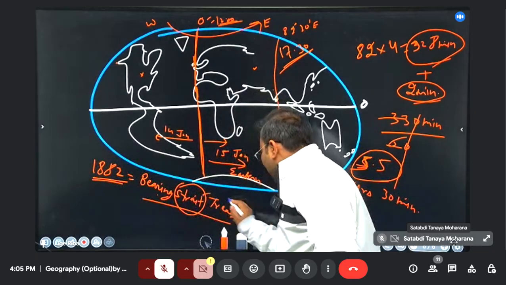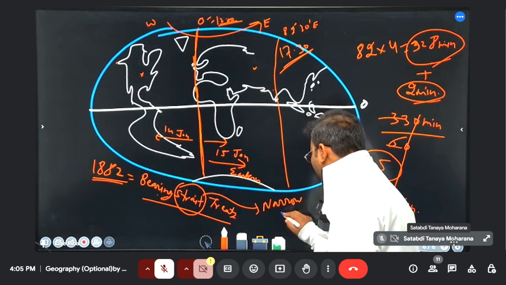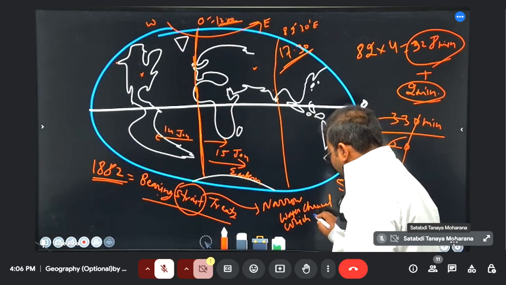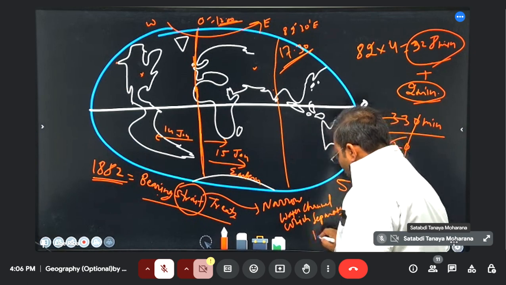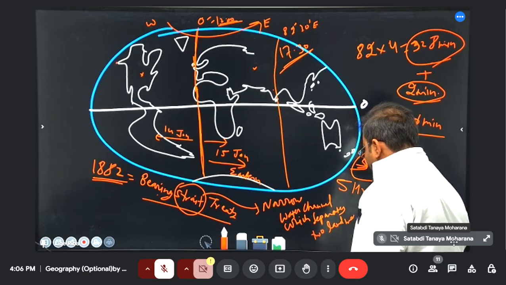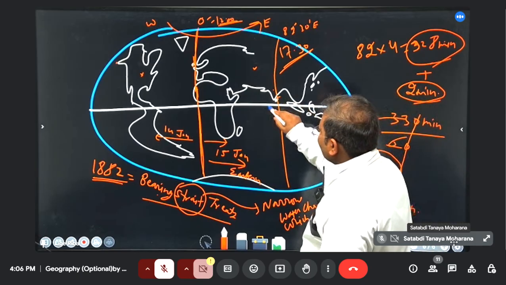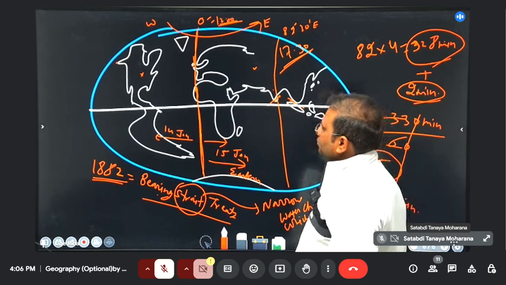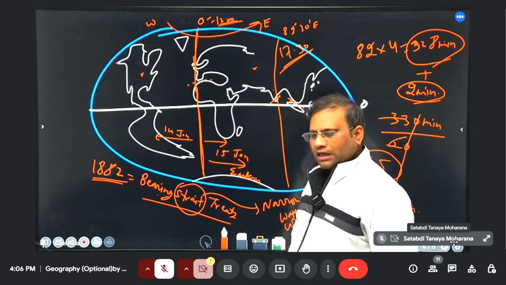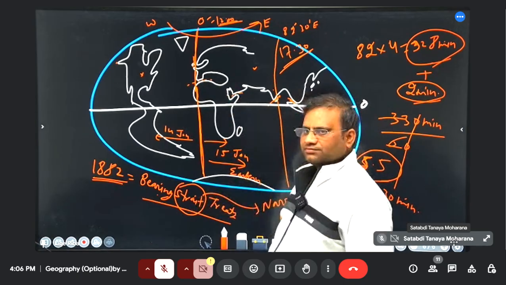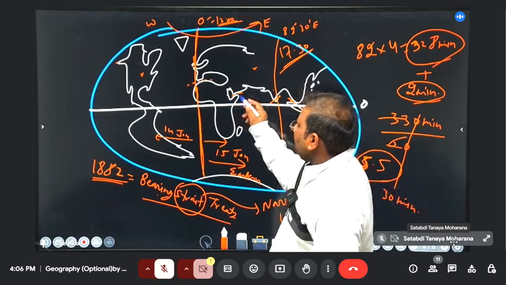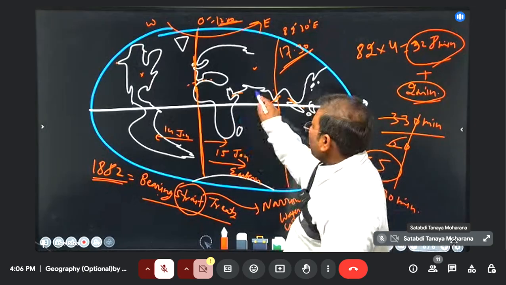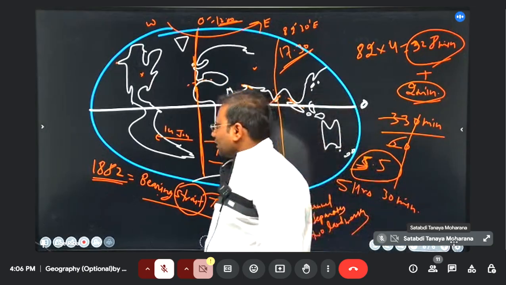Let me write. Strait: narrow water channel which separates two land masses. Like between India and Sri Lanka, this is called the Palk Strait. This is called the Malacca Strait. These are straits. Strait of Gibraltar, this one, right? This is Aden, Strait of Bab-el-Mandeb, connecting Aden with the Red Sea, right? These are straits. Hormuz Strait, this is the Hormuz Strait, the route to the Persian Gulf.